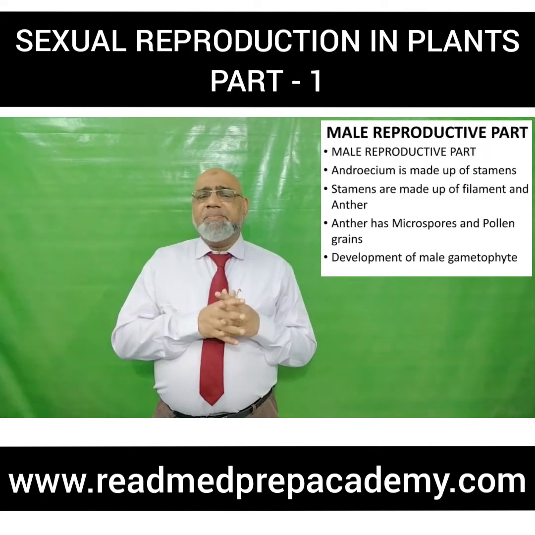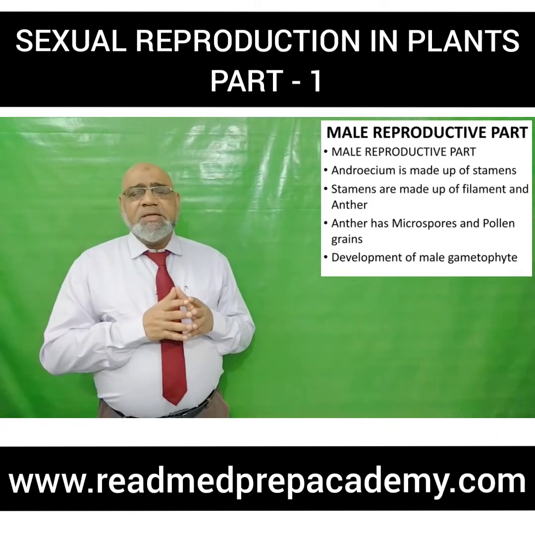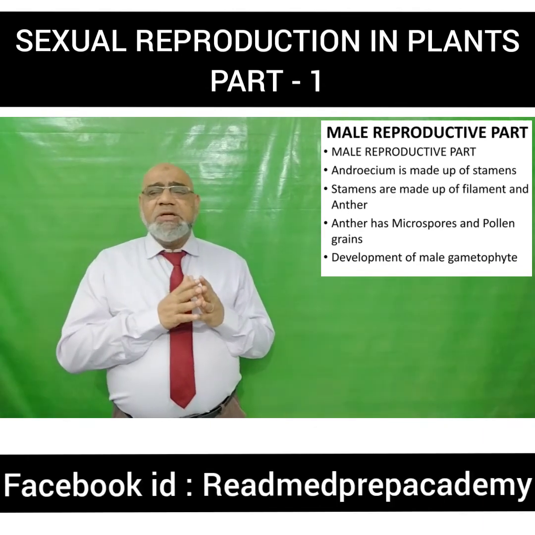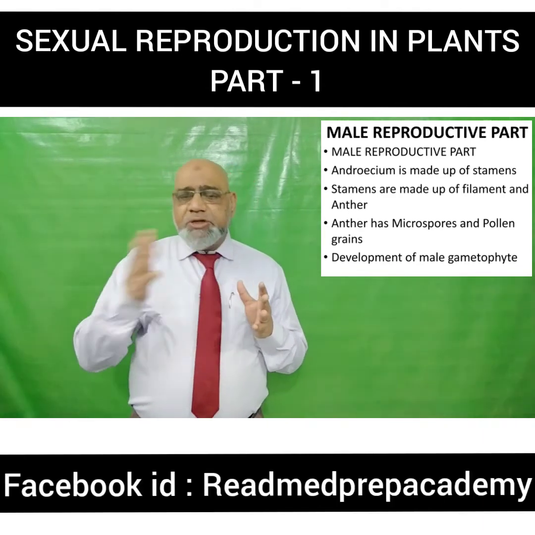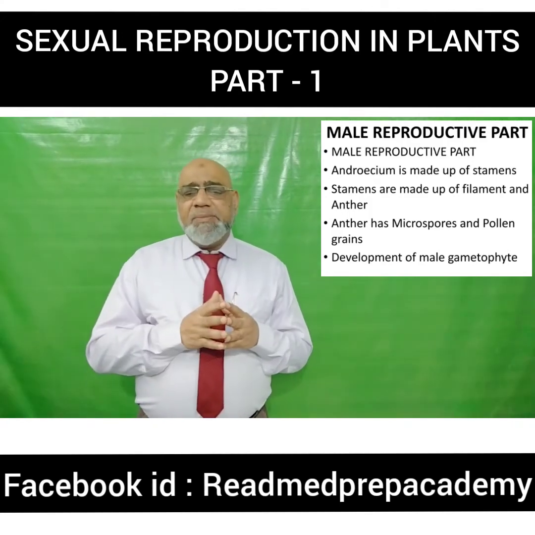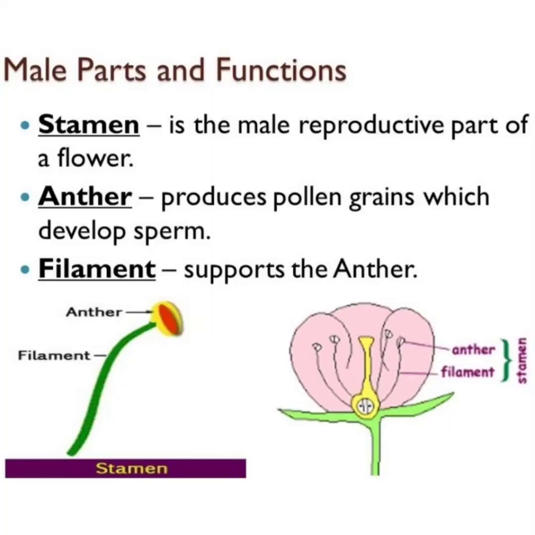The male reproductive part consists of the androecium, which is made up of stamens. Stamens are made up of a filament and an anther. The anther has the microspores which mature into the pollen grains. In future classes, we'll be discussing the development of the male gametophyte. The stamen, which has the anther at its tip, has the pollen grains which act as the male gametophyte or the male gamete or the sperm. And the filament supports the anther.